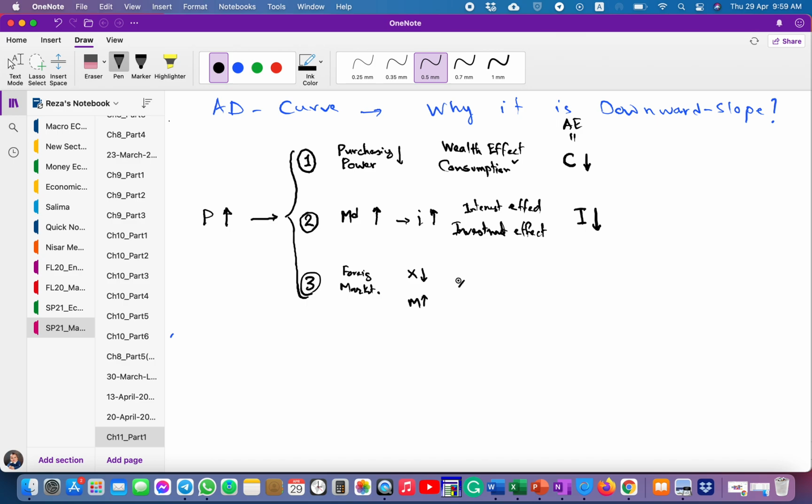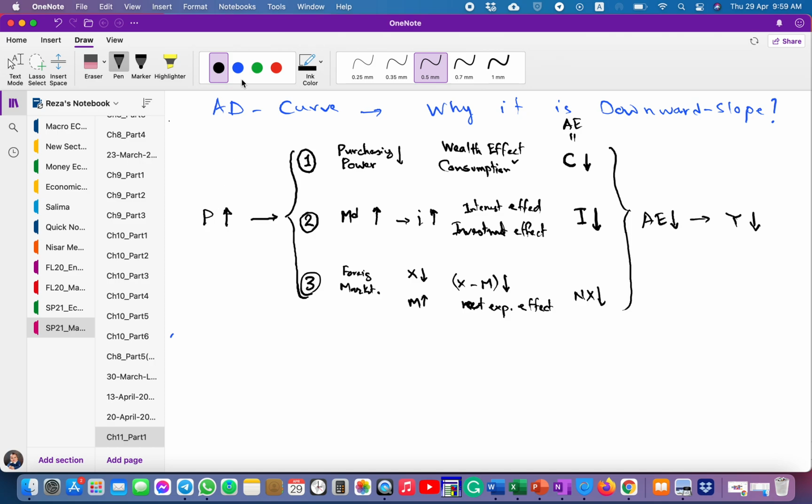So what is going to happen in the X minus M? X is dropped and the negative side is increased. So overall this is dropping. So this is called the export effect or net export effect. And the net export is dropping. So altogether, the aggregate expenditure will drop, and then the new equilibrium is going to be lower.